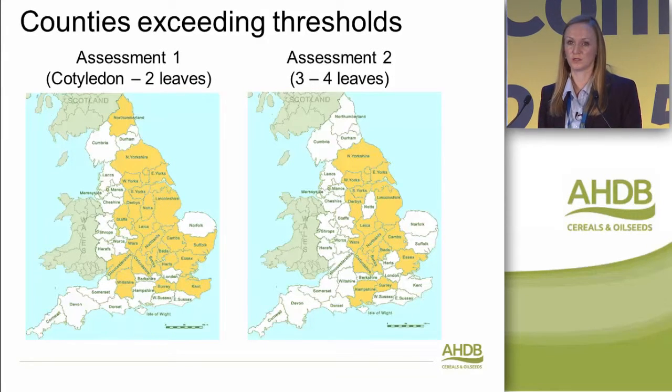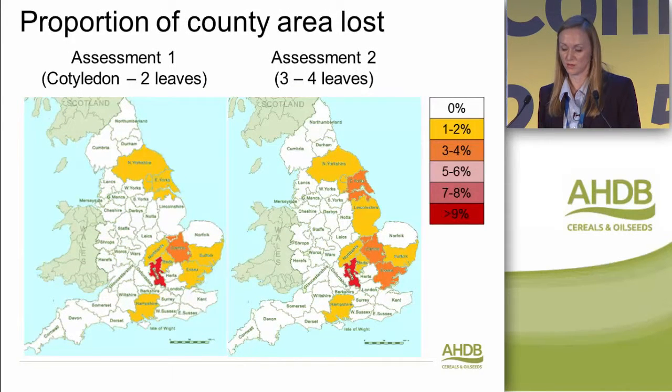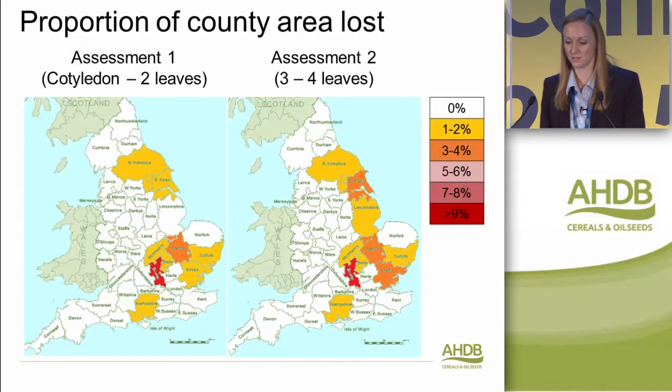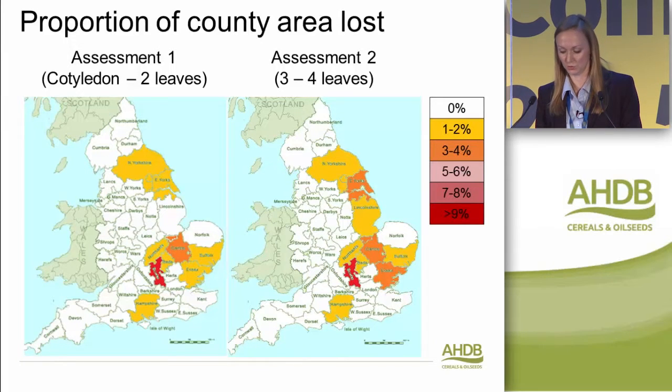But if we look at the map again in terms of loss, this shows up a bit more of where the more vulnerable areas are. So Bucks actually came up highest at about 9% of the crop lost. This is something we're going back to those agronomists to find out exactly what they thought was going on in this county. Assessment 1, Cambridgeshire, also came up as a hotspot. And then at assessment 2, more losses cropping up in places like Essex, Cambridgeshire, and also East Yorkshire.